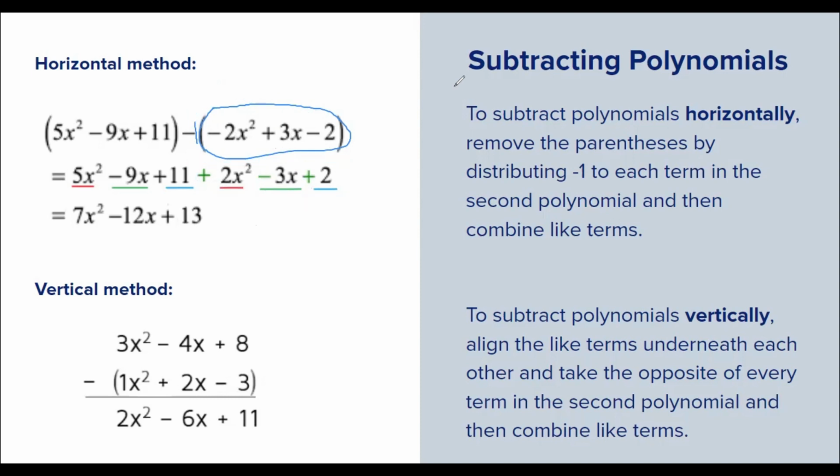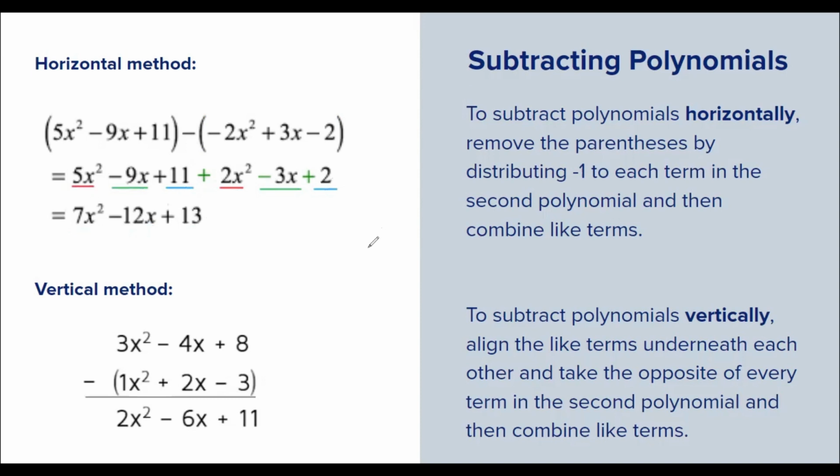Now you can just add like terms like you did with the addition, and that would be 5x squared, which is similar to 2x squared, would combine for 7x squared. Then you have negative 9x, and that's similar and can be combined with negative 3x to give negative 12x. Then you have just positive 11, and that can combine with positive 2 to give you positive 13. So your answer would be 7x squared minus 12x plus 13.